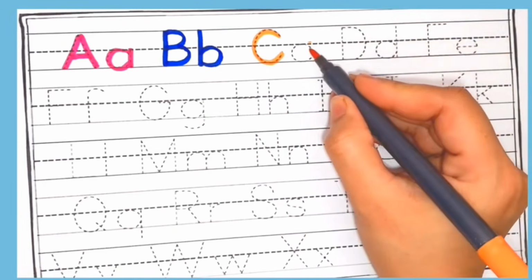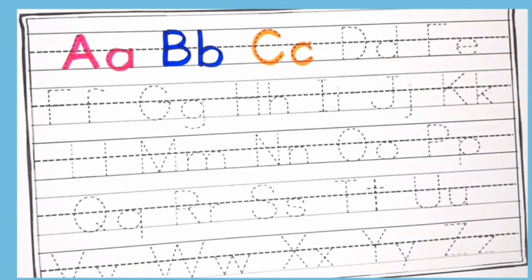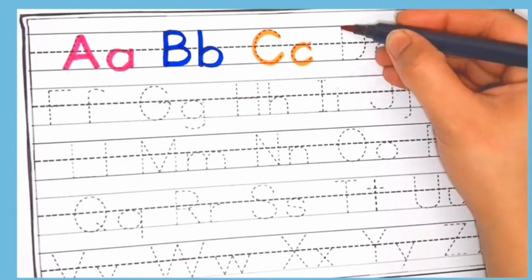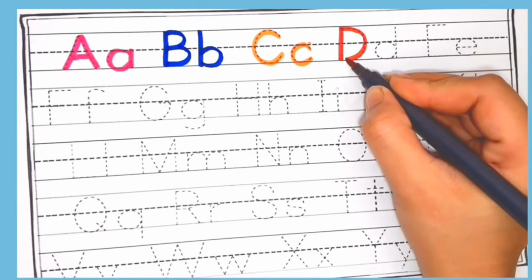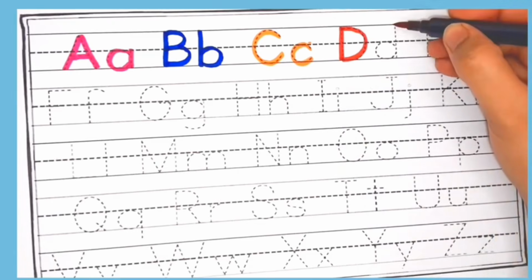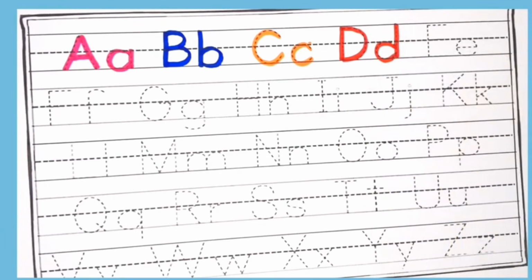Capital C, small c, C for cat. Capital D, small d, D for doll.